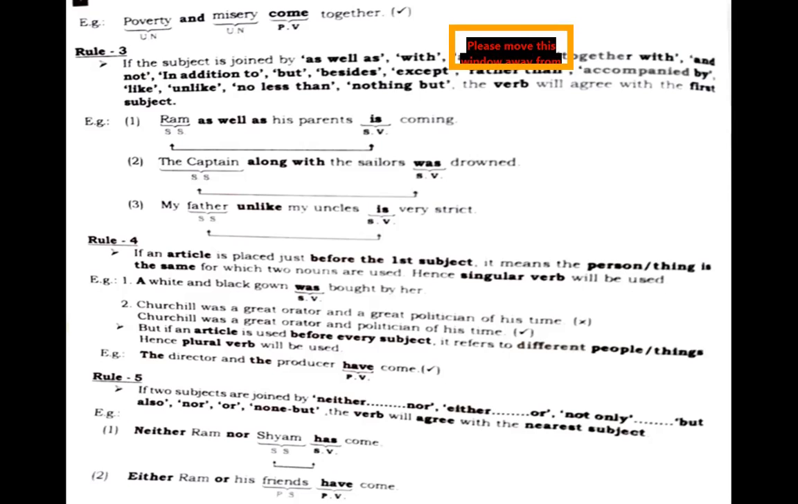Let's see the next sentence. Churchill was a great orator and a great politician of his time. Now you see, we are talking about one person, Churchill, who is an orator as well as a politician. So this second a great is not supposed to be written. There is a repetition, so you just need to cut this. It is not required. So you'll write, Churchill was a great orator and politician of his time. In the next, it is given.